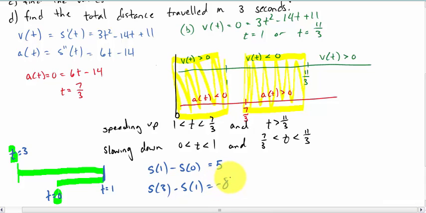Well, why are these different signs? That's because we're moving. You gotta remember this is directional. So we move 5 units to the right and then 8 to the left. So that means we travel a total distance of 13 meters. And there we go. There is an application of calculus involving motion of a particle on a straight line.